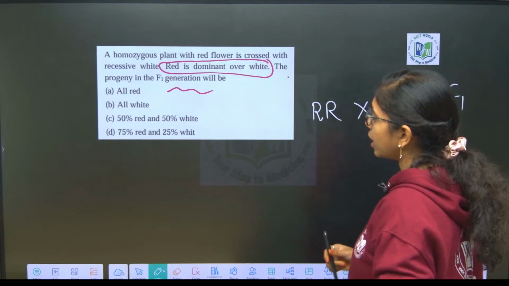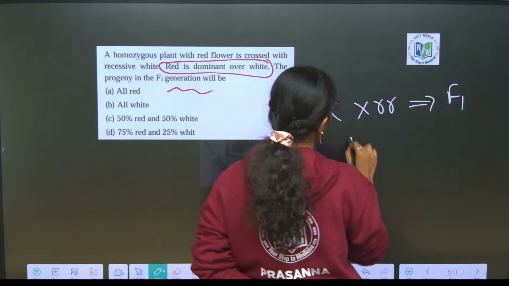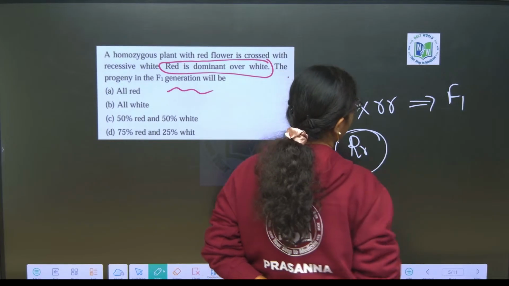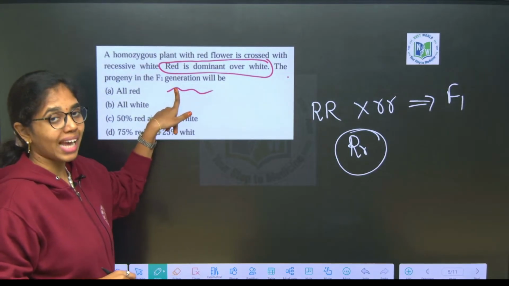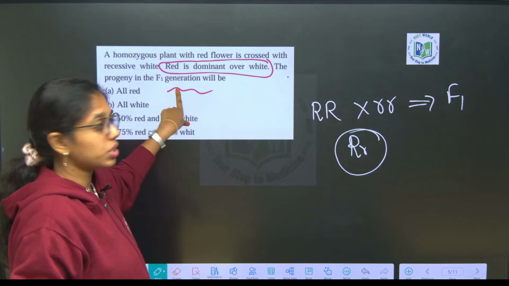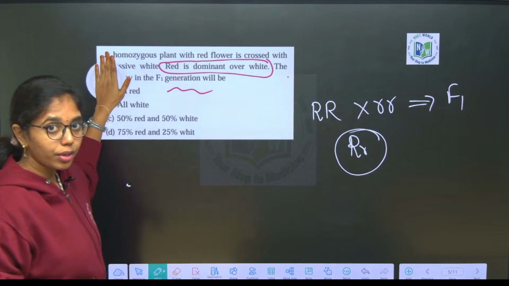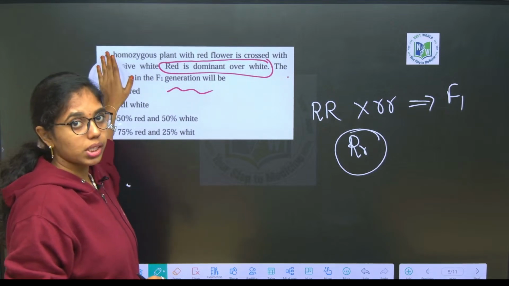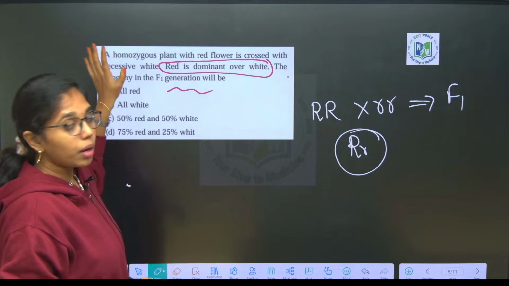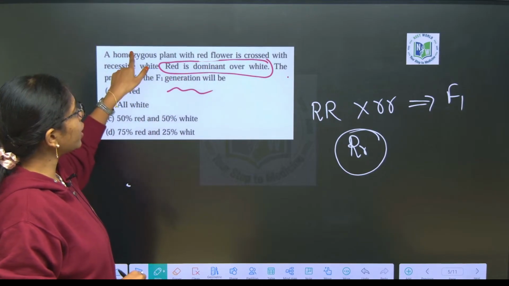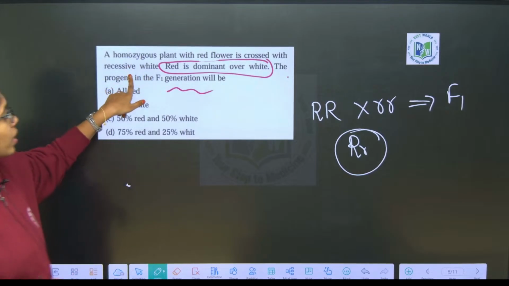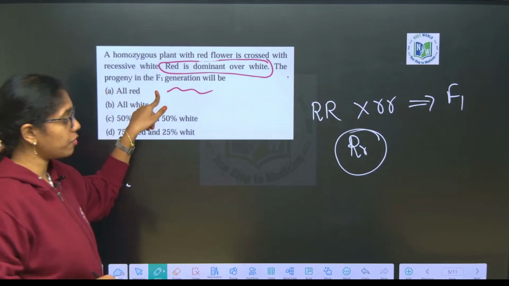In F1 generation, we will get all red color flowers only, because when this example is given, you should not get confused it with the Snapdragon example of incomplete dominance. Nowhere here is there anything about incomplete dominance. The question is being put only looking into the flower color, and asking us to identify the F1 generation.